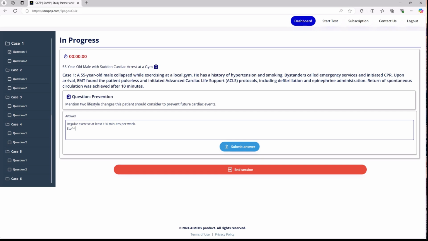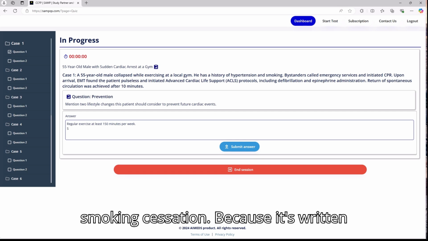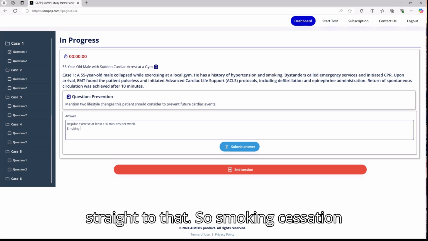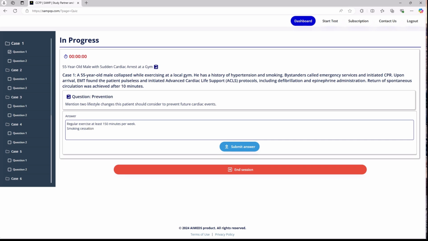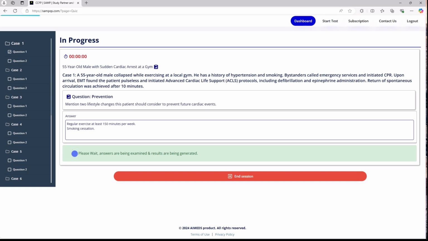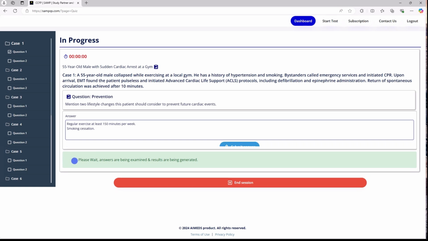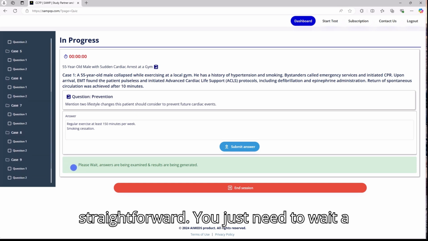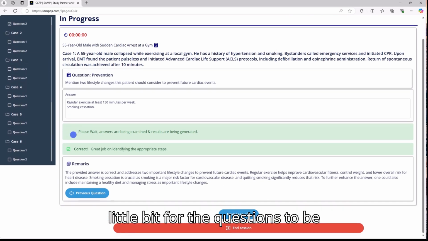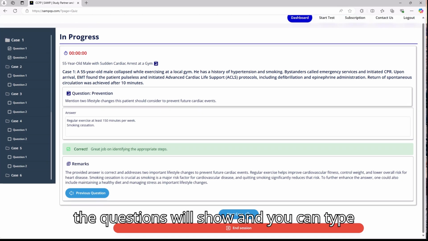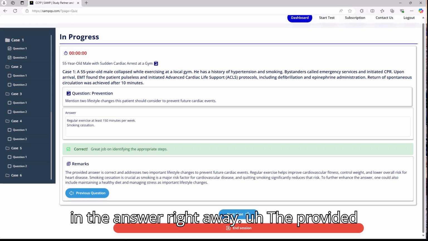stop smoking, smoking cessation, because it's written here, so you need to answer it straight to that. So smoking cessation is the second answer. Let's submit the answer. As you can see, it's fairly straightforward. You just need to wait a little bit for the questions to be generated, but once they're generated, the questions will show and you can type in the answer right away.